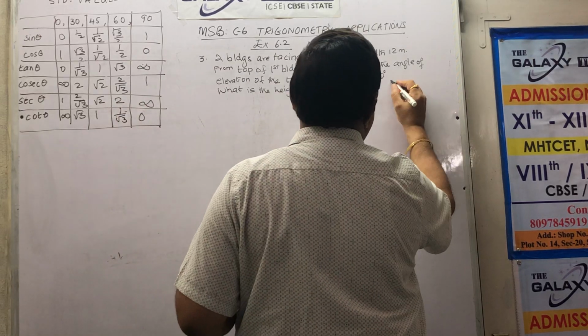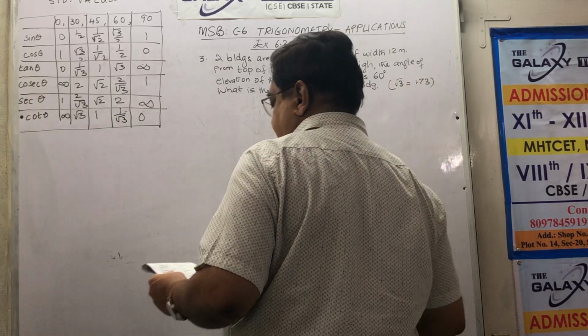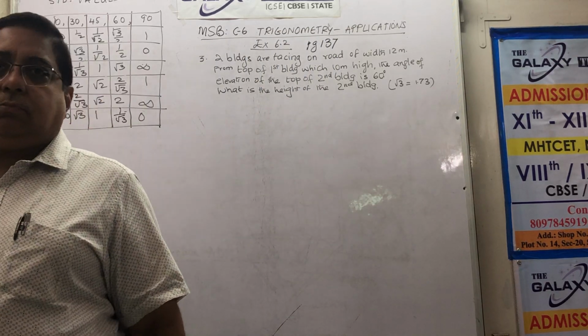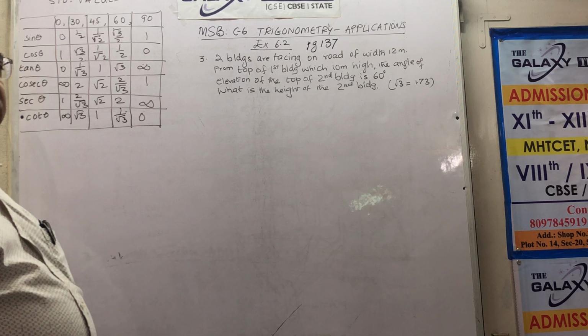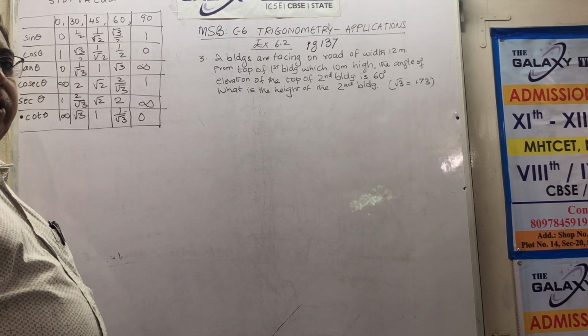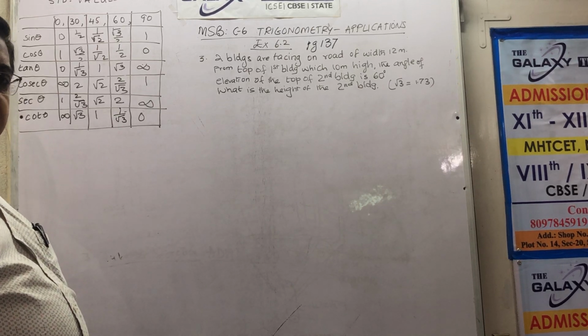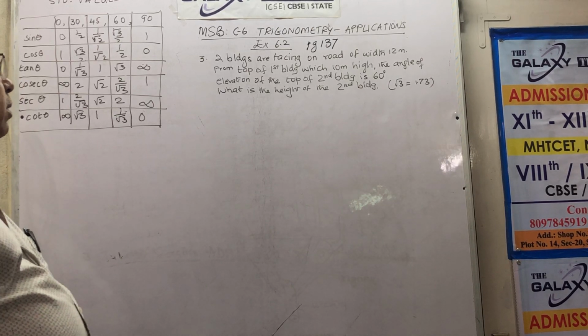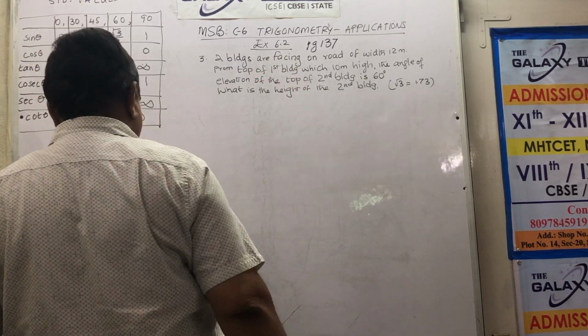Again, they have given you root 3 is 1.73. Why are they giving us root 3? Because root 3 is not 1.73. Remove the root, check it on your calculator. This is rounded: 1.732. So they have just made it 1.73 for you. So the calculations are simple. Let us see the diagram. How does the diagram look?